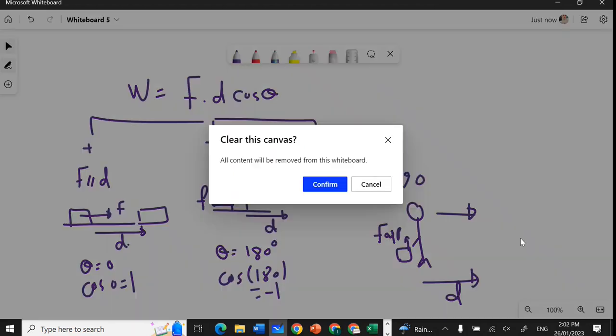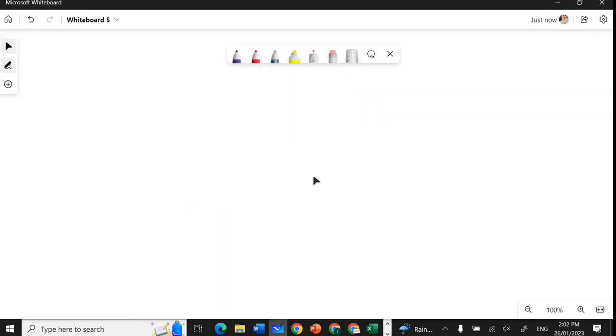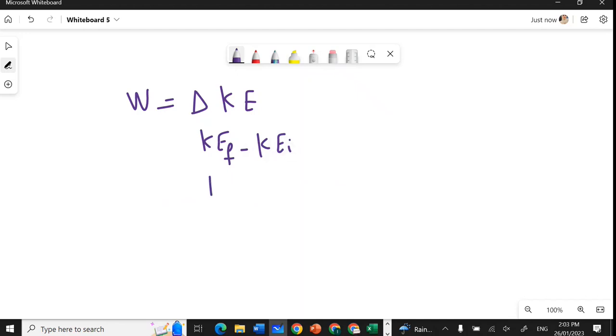Now, work equals the change in kinetic energy. If you apply a force on an object and you displace this object from one position to another, work will equal the change in kinetic energy of that object. Change in the kinetic energy means the kinetic energy final minus initial. Kinetic energy is half m v final square minus half m v initial square. This is the work energy theorem.